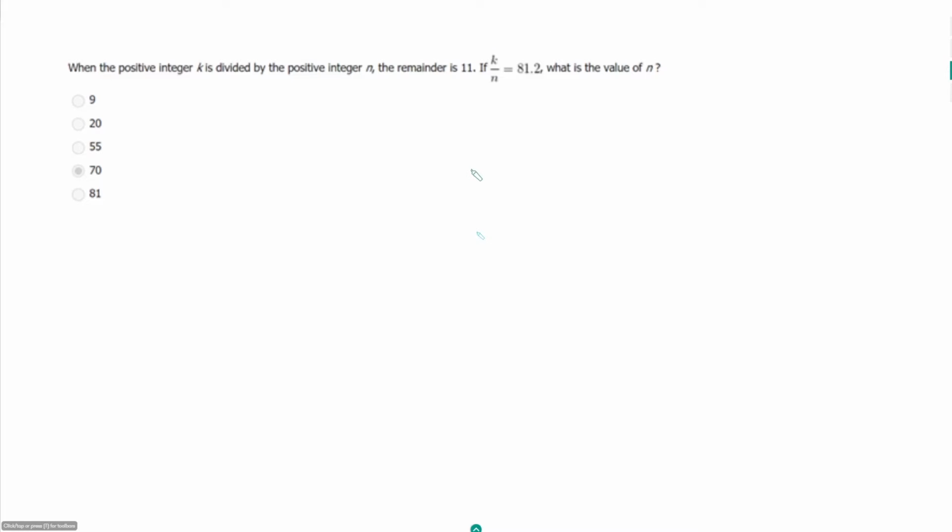When the positive integer k is divided by the positive integer n, the remainder is 11. If k over n is equal to 81.2, what is the value of n?